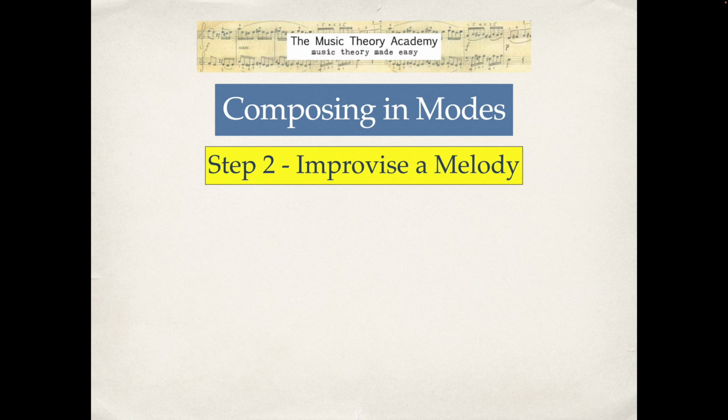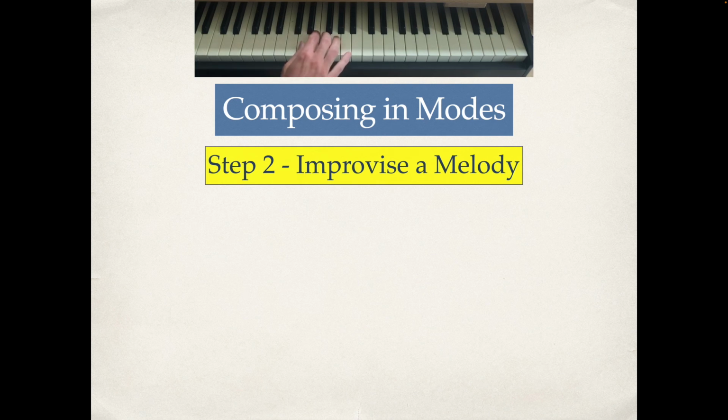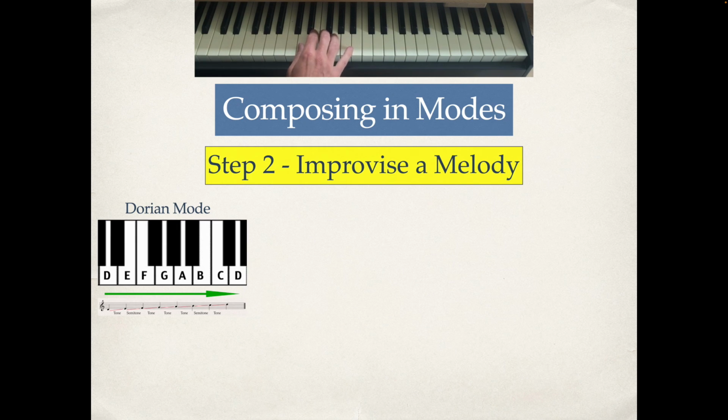So the next step is to improvise a melody. I'm obviously going to use the notes of the Dorian mode. But how do we go about improvising a melody? A few quick thoughts. Firstly, start and end on the final note of the mode.